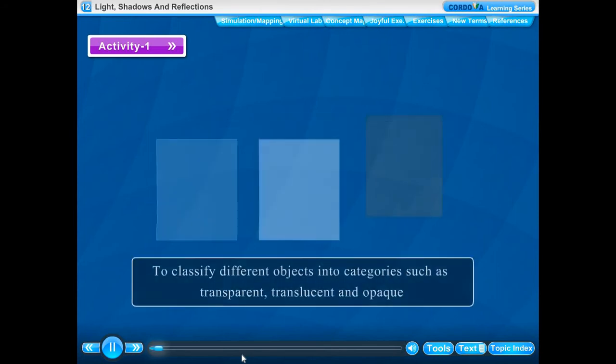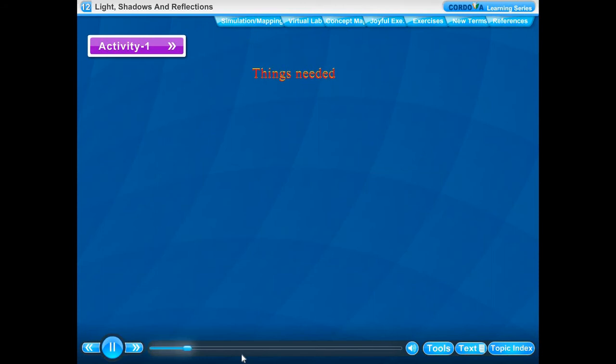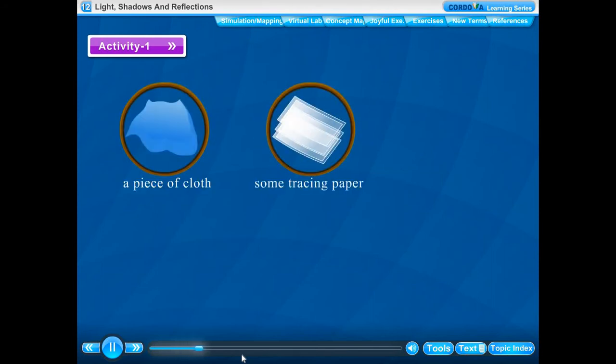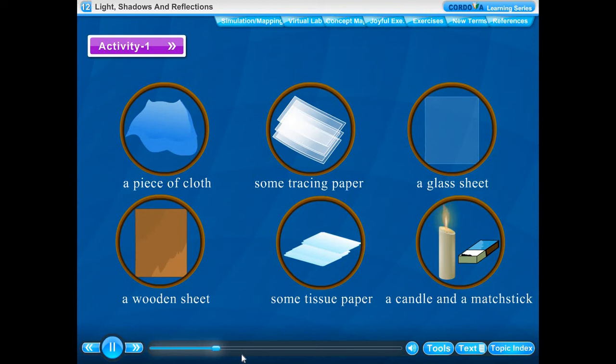Activity 1. To classify different objects into categories such as transparent, translucent and opaque. Things needed: a piece of cloth, some tracing paper, a glass sheet, a wooden sheet, some tissue paper, a candle and a matchstick.